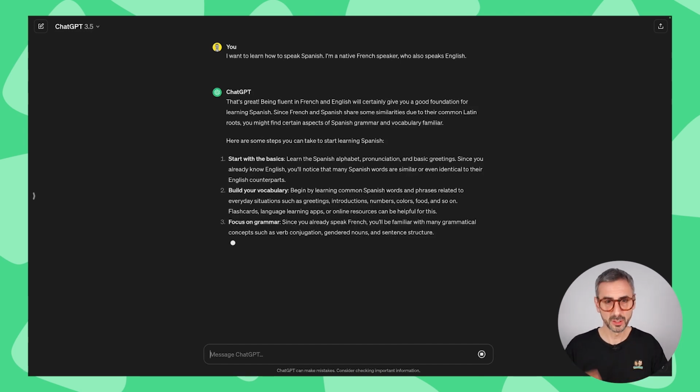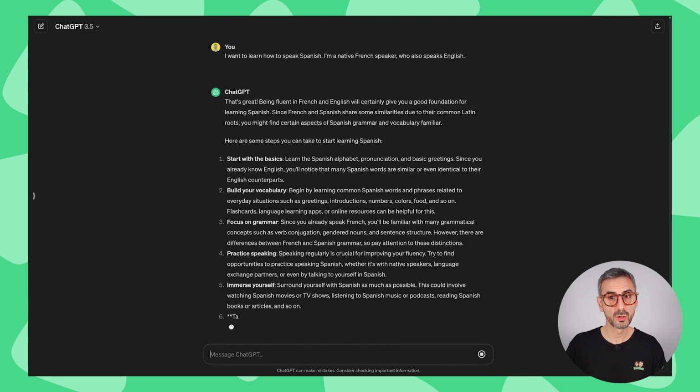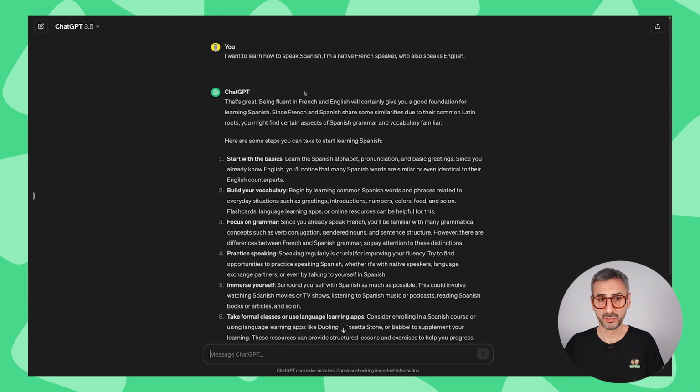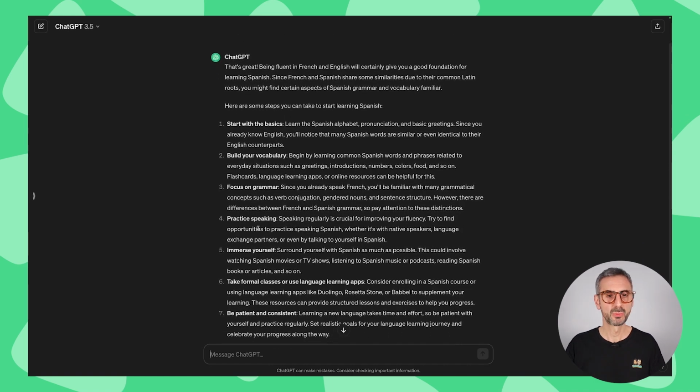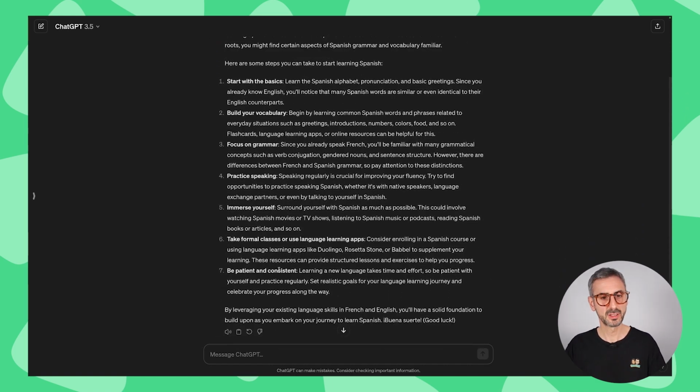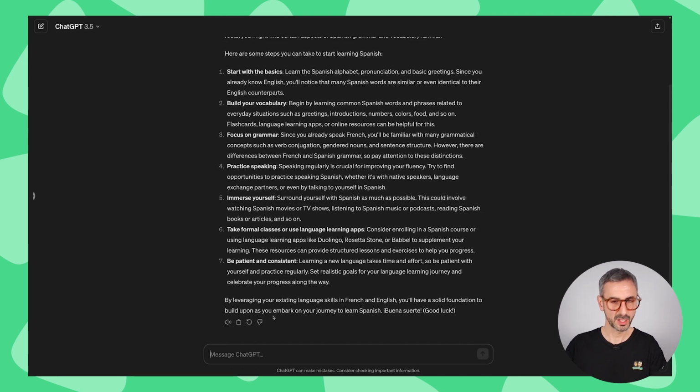That's great. Being fluent in French and English will certainly give you a good foundation for learning Spanish. Since French and Spanish share some similarities due to their common Latin roots, you might find certain aspects of Spanish grammar and vocabulary familiar. Okay, here are some steps you can take to start learning Spanish. Start with the basics, build your vocabulary, focus on grammar, practice speaking, immerse yourself, take formal classes or use language learning apps, and be patient and consistent. Okay, so that's just a general overview, pieces of advice from ChatGPT on how to get started with Spanish.